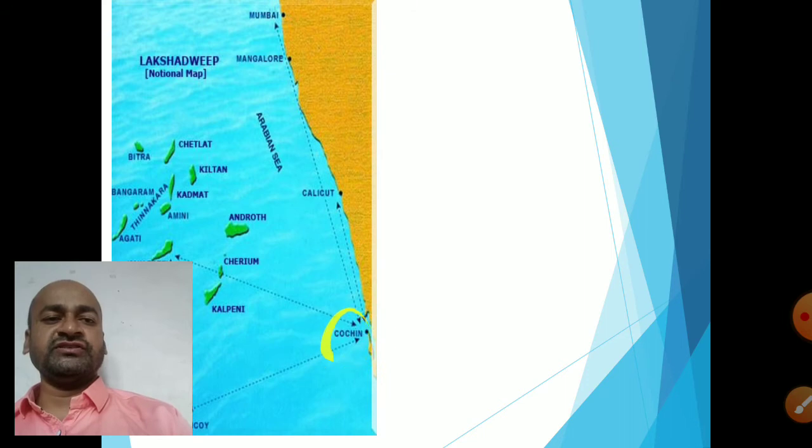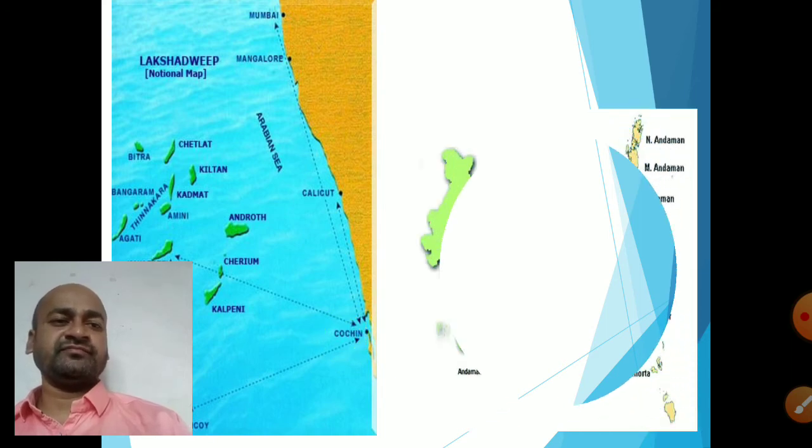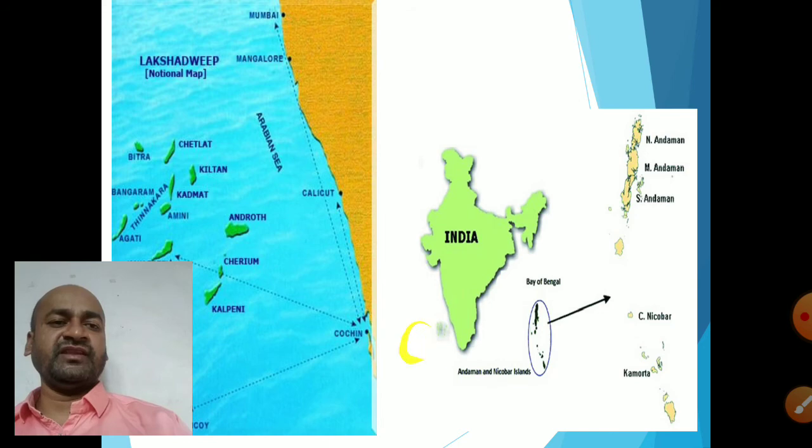See students, this is the particular location of Lakshadweep on this map. Lakshadweep lies in the Arabian Sea and it's very close to Cochin. Cochin is the port of Madras. This is the particular location of Lakshadweep.